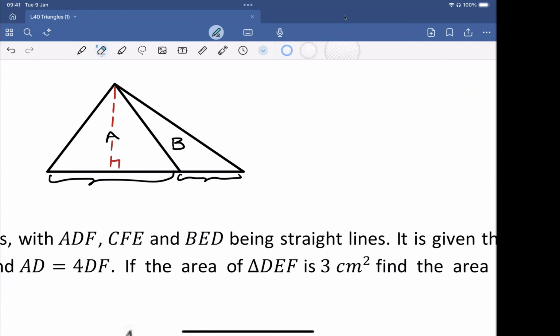So the good news is, since the height is the same, it is very easy for us to find how the areas are related to each other. For example, if I tell you that the base here is 5 cm and the base here is 2, then I can immediately tell you that the area of B is 2 units and the area of A is 5 units. Will you agree with this?